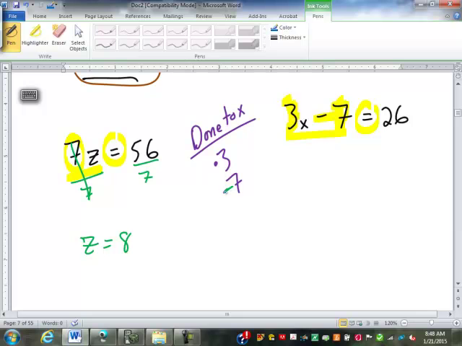How do we get rid of it? Well, it was built on by subtracting. We're going to take it off by adding. So we're going to add 7, which takes that piece off, leaving us with just the 3x. Now again, whatever we do to one side, we have to do exactly the same thing on the other side. So we're going to add 7 over here. 26 plus 7 is 33.